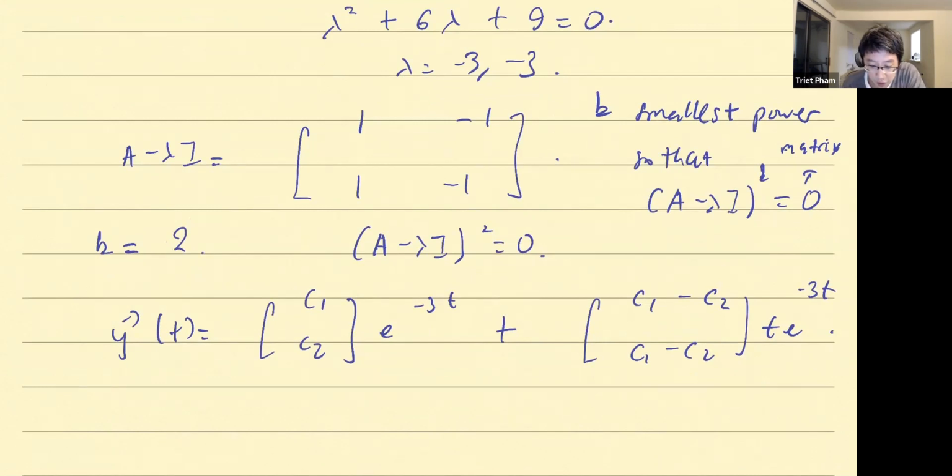But do yourself a favor and make sure that when you square this, you really get 0. How do you figure that out? You try powers. Like you try 1, it doesn't work. You try the square, it works. Then that's it. Yeah, exactly.